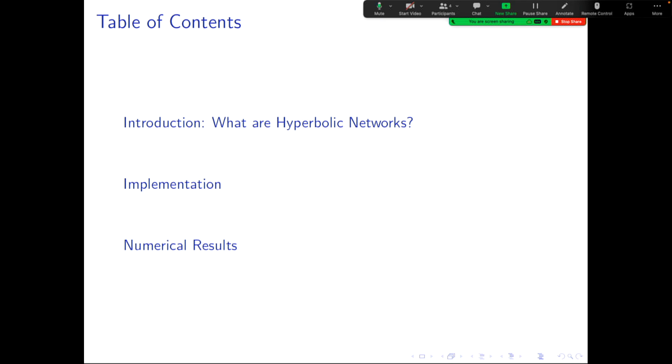So my talk is just going to basically introduce what hyperbolic networks are. I assume that most people are not familiar with them. Then I'm going to go into the background details of what those things are, and discuss the implementation: how do we actually solve these things, how do we make them scalable, and then some numerical results.